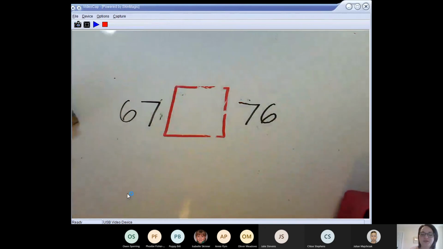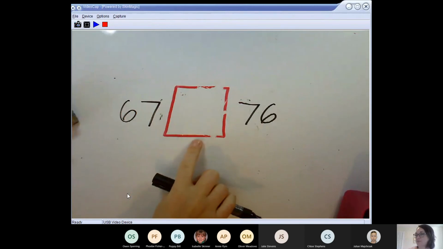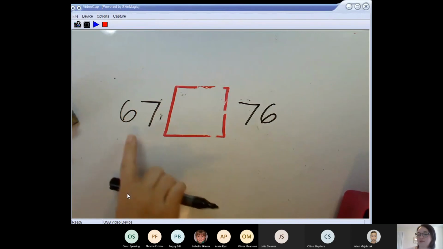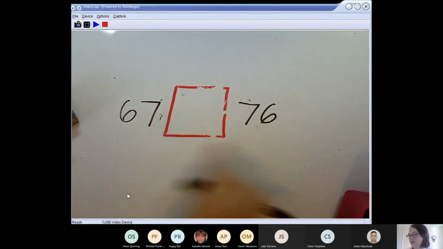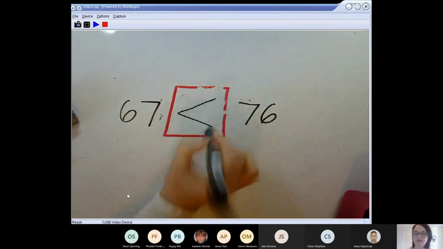Same digits in both of these numbers, so think carefully about what they say. Work out what goes in the box and which way around it goes. 67 is less than 76. The less than sign goes that way.